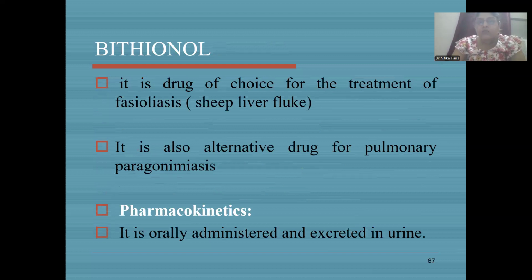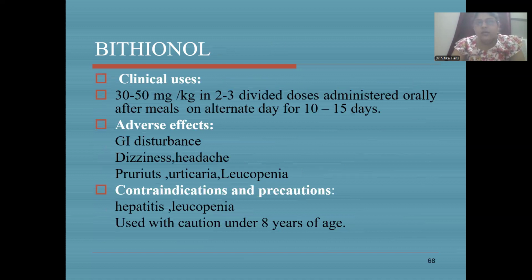Bithionol is the drug of choice for the treatment of fascioliasis, which is the sheep liver fluke. It is also an alternative drug for pulmonary paragonimiasis. Pharmacokinetics: it is orally absorbed and excreted in the urine. Clinically, it is used in a dose of 30 to 50 milligram per kg in 2 to 3 divided doses, administered orally after meals on alternate days for 10 to 15 days.